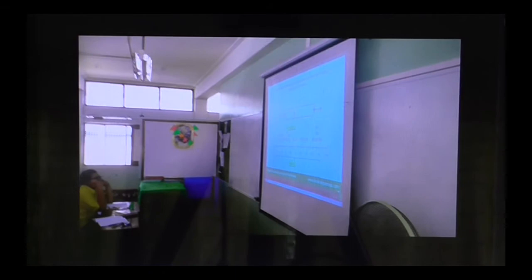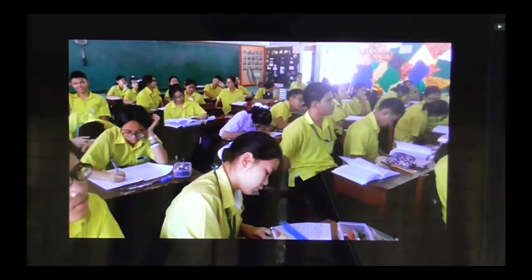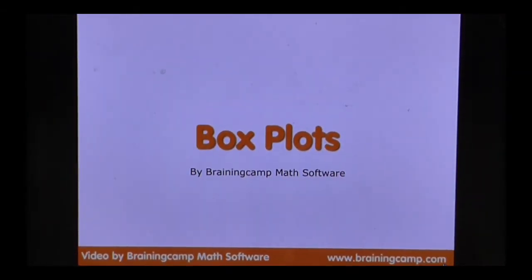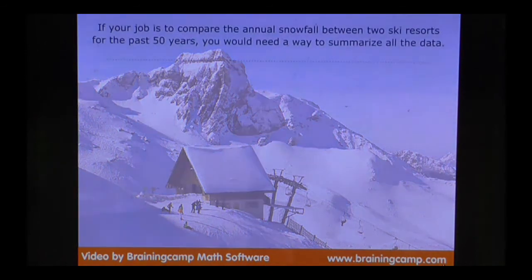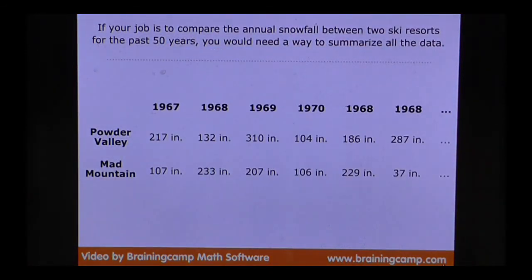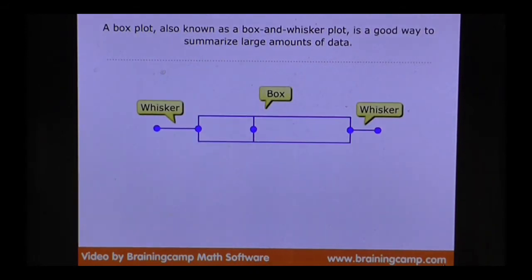A box plot displays the range and distribution of data along a number line. To make a box plot from a set of data, start by ordering the data. Move the remaining tiles to arrange the values from least to greatest. If your job is to compare the annual snowfall between two ski resorts for the past 50 years, you would need a way to summarize all the data. A box plot, also known as a box and whisker plot, is a good way to summarize large amounts of data.